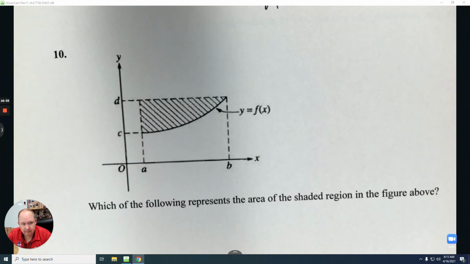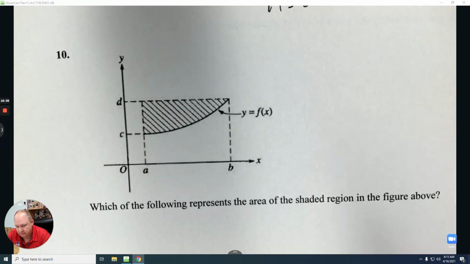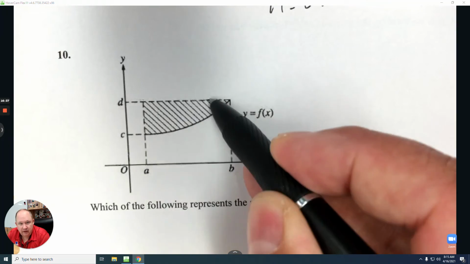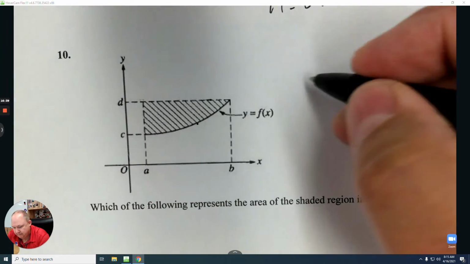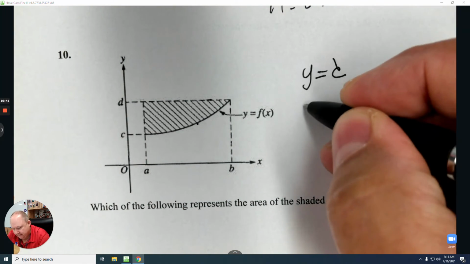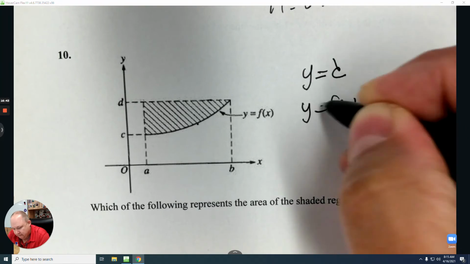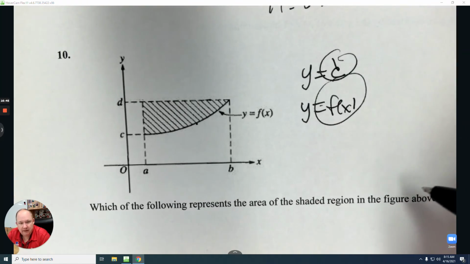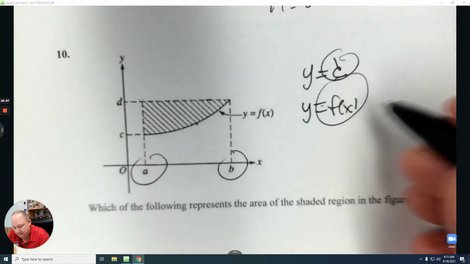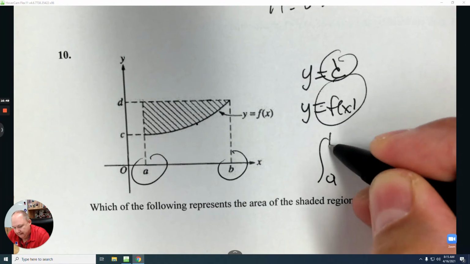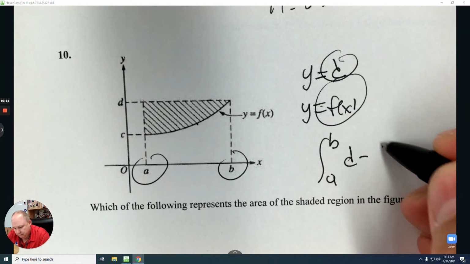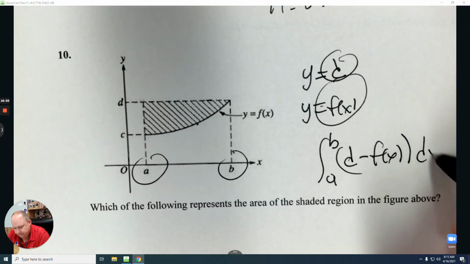Which of the following represents the area of that shaded region? So it's top subtract bottom. The top is y equals d, and the bottom is f of x. So it's top subtract bottom, and it goes from a to b. So we're integrating from a to b, top subtract bottom. That's what we're looking for.